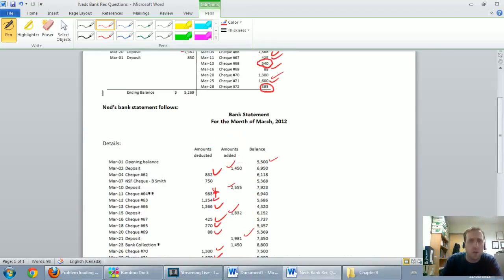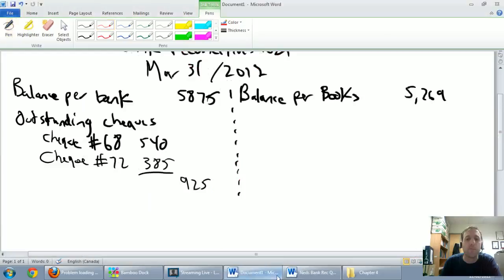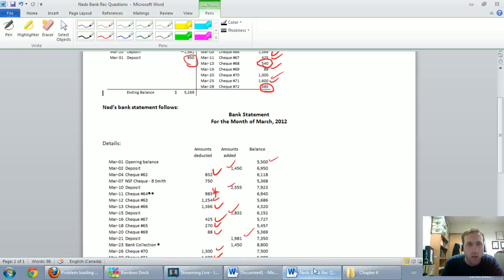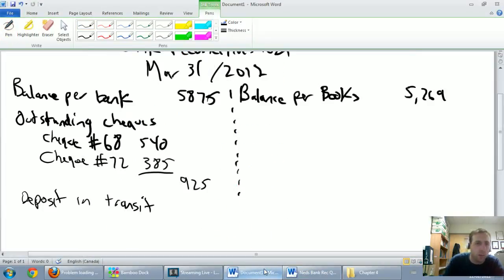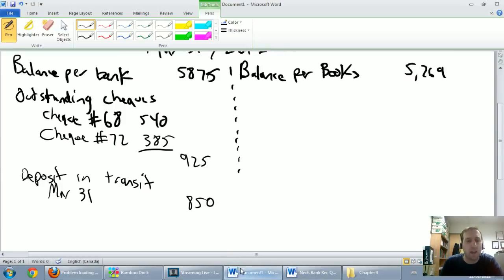That's fine. The 850, though, looks to me like an outstanding deposit or a deposit in transit. So let's put that in. I'll call it deposits, or it's actually only one, so deposit in transit. If you had more than one, you could call it deposits in transit. And it was the one from the 31st for 850 bucks. So I'm just going to note that March 31st, and it's for 850 bucks. Now I write that over in the total side because I don't have a list of them. I only have the one. All right. So I'm done with the bank side.